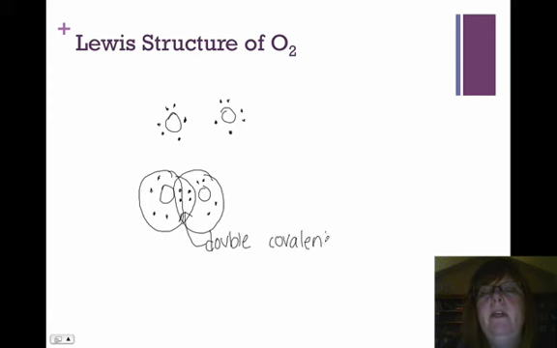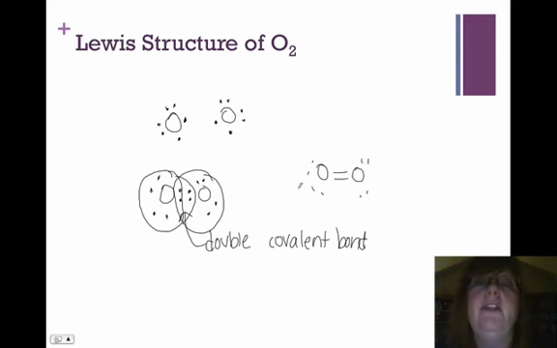And most of the time you see it drawn like this with 2 lines there. So that double bond there would represent 4 electrons that are shared between the oxygen atoms. Double bonds are stronger than single bonds. It just kind of makes sense. And they're also shorter than single bonds because you're pulling a little bit tighter between the oxygen atoms.